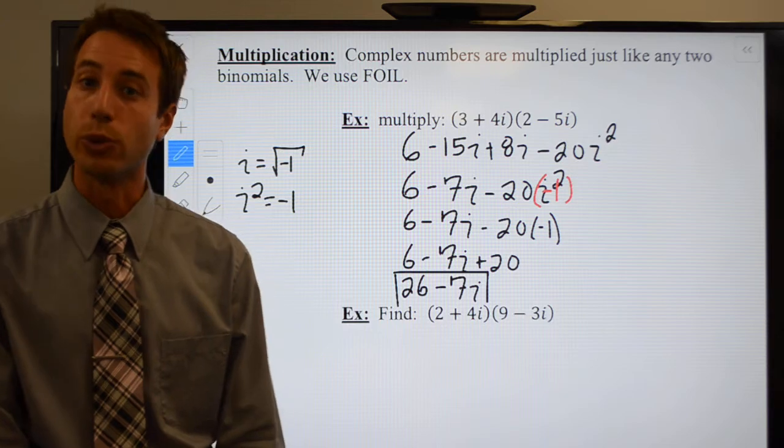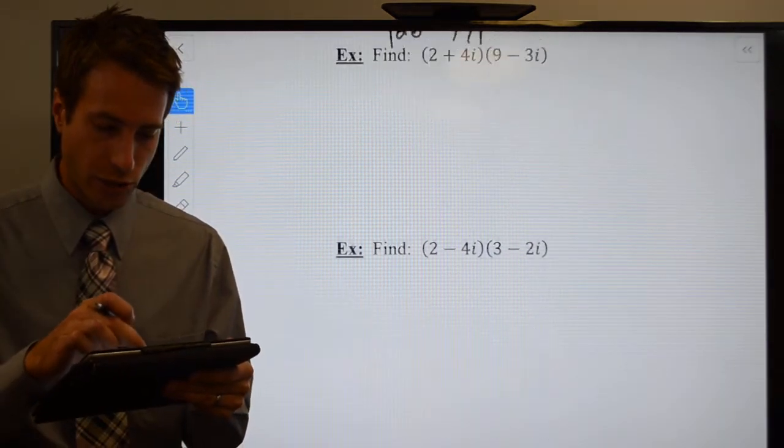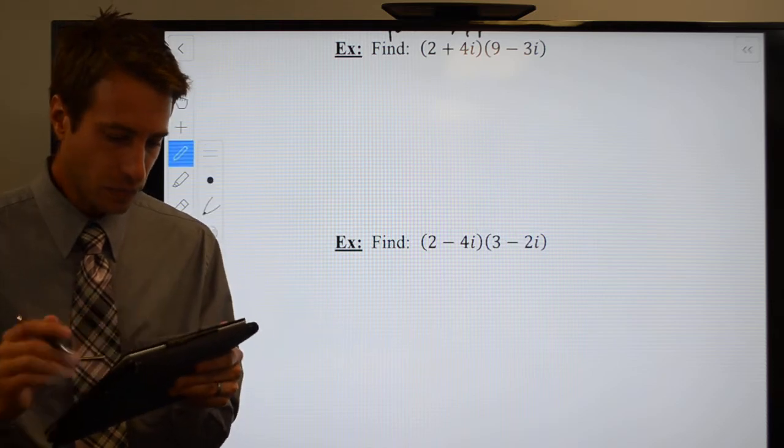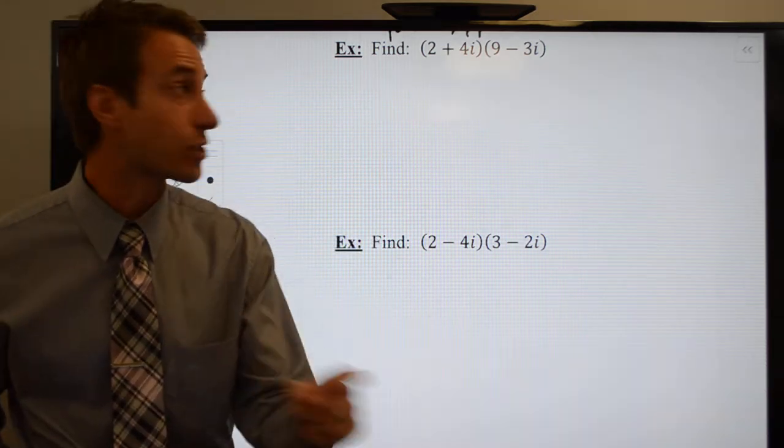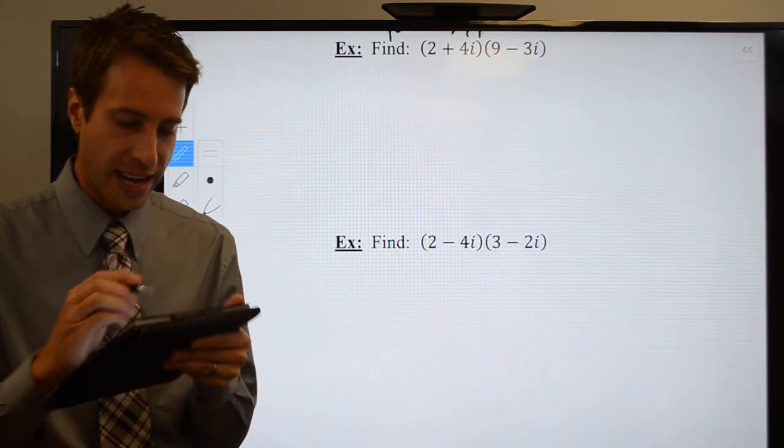Again, guys, all you're doing is FOILing. So let's go ahead and try it a couple more times and see how these go, just to make sure you've got the hang of it. Here's another one. Let's FOIL this out real quick. And yes, look, i and i, you're going to wind up with an i squared. Don't forget i squared is equal to a negative 1.